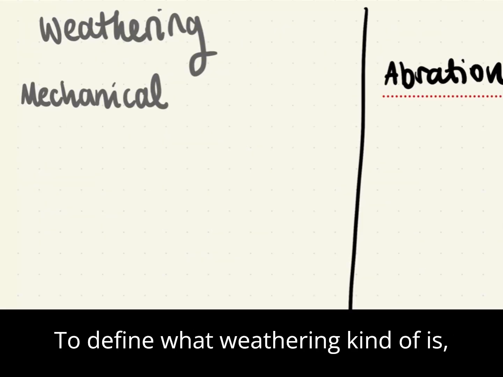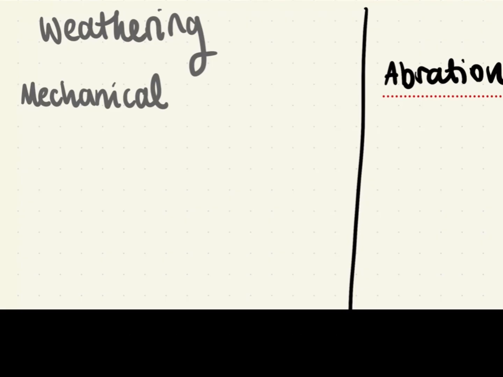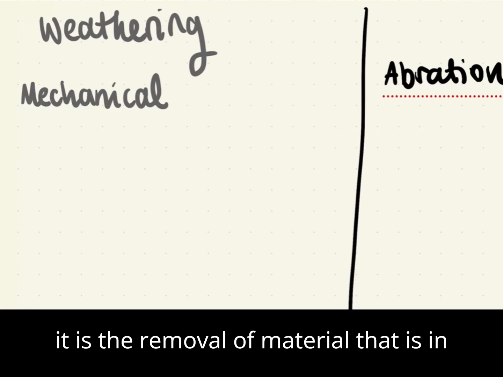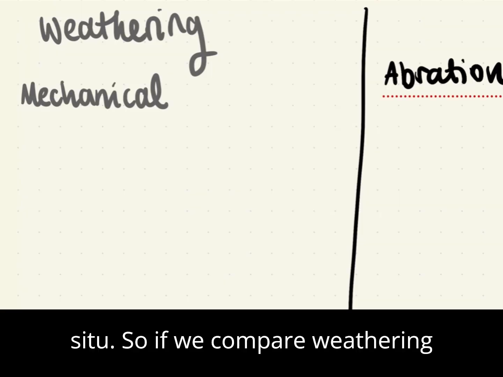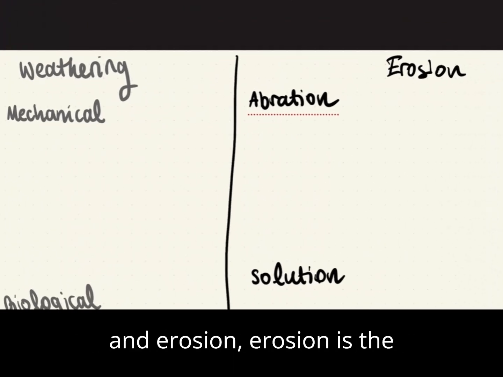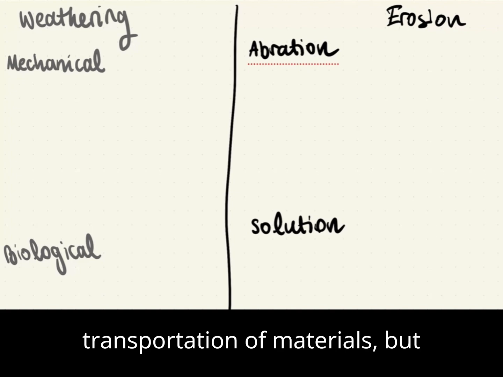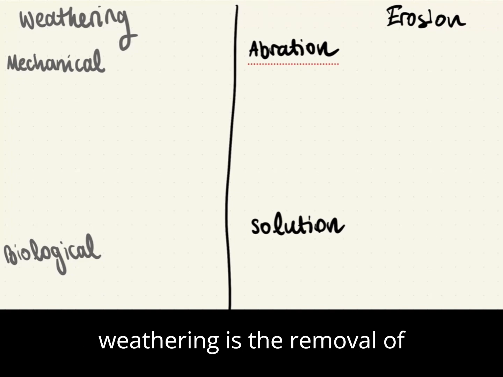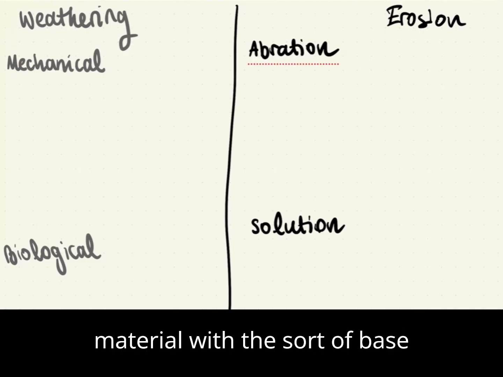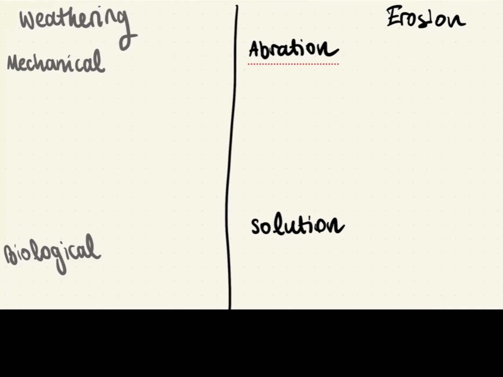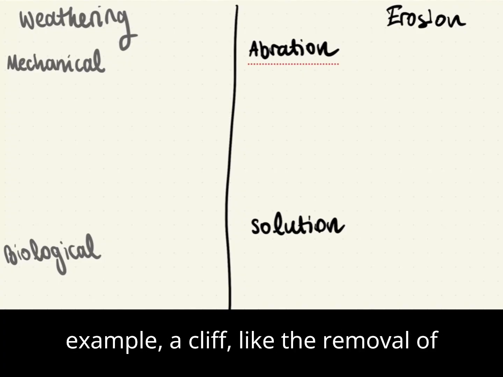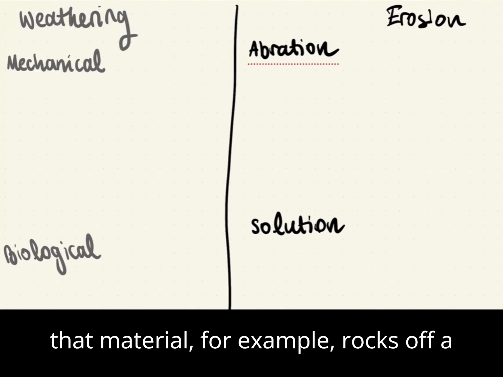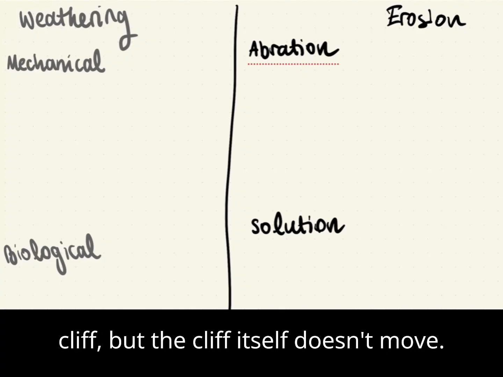So to define what weathering is, it is the removal of material that is in situ. If we compare weathering and erosion, erosion is the transportation of materials, but weathering is the removal of material from the base thing that's being removed from, for example, rocks off a cliff, but the cliff itself doesn't move.